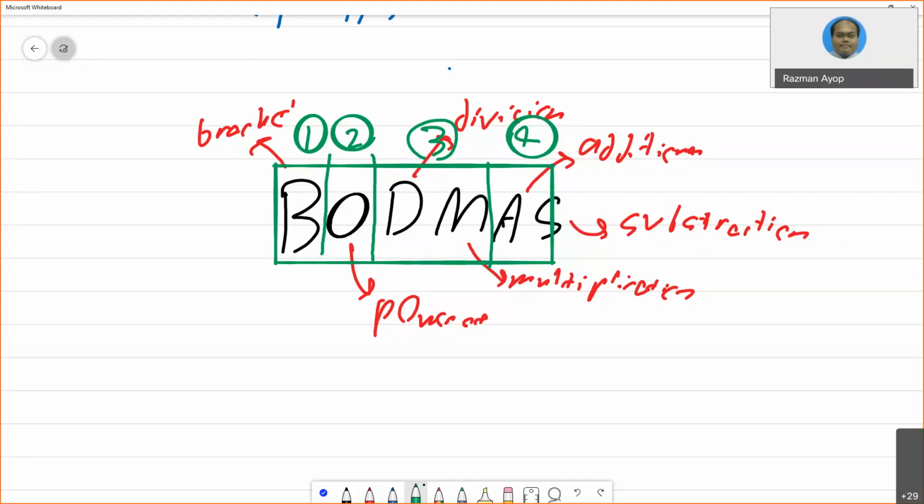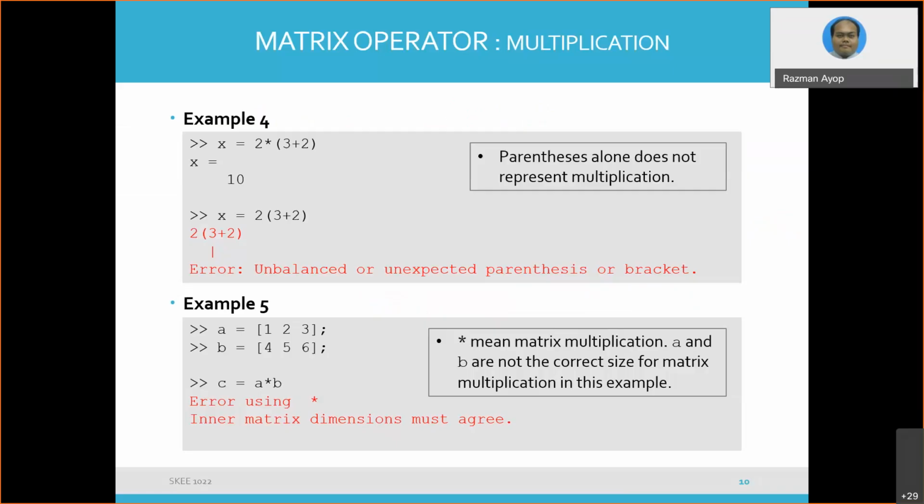Why is this important? Because as you can see here, this is in bracket, so you have to do the bracket first. 3 plus 2 is 5, and then multiply by 2. Then you get 10. But if you don't follow BODMAS, 2 multiplied by 3 is 6 plus 2 is 8. So basically, it's a wrong answer. That's why it is important for you to know what BODMAS is.